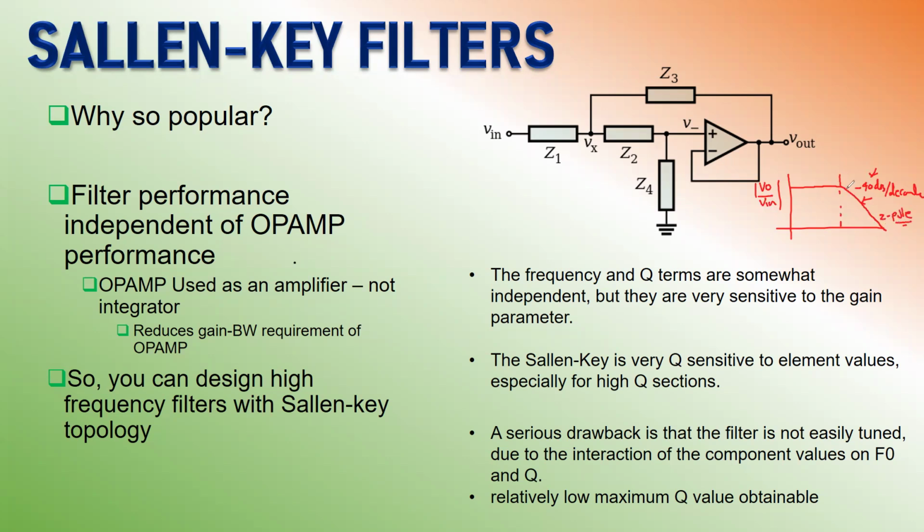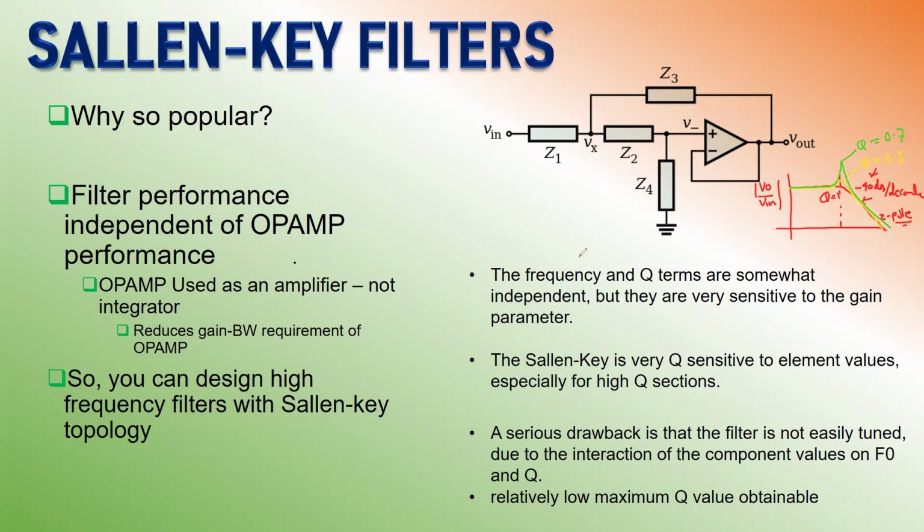Okay, so here Q is equal to 1, for example. But if Q is a little bit higher, for example, in the Sallen-Key topology, you can have a transfer function graph like this for Q equal to, let's say, 0.3 or something like that. For even higher Q, your graph may look like this, and this is, let's say, Q equal to 0.7 or something like that.